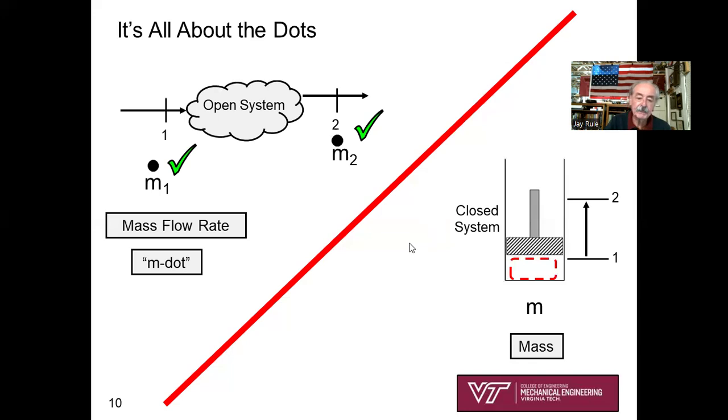Now, I see so many students turn in homework problems where they just put m1 equals m2 for an open system, that they get killed on their homework when they're in my class, because that is not the right nomenclature. It's very poor engineering practice to just put m1 equals m2 for an open system. So it's all about the dots.